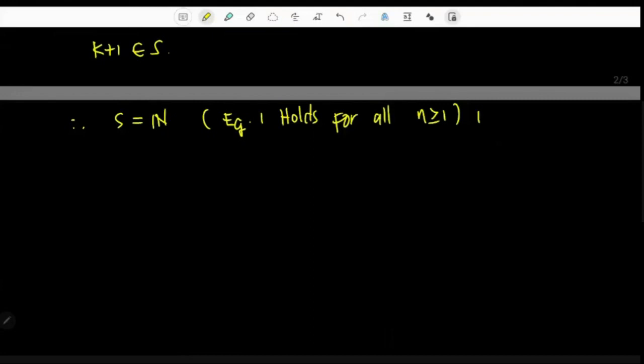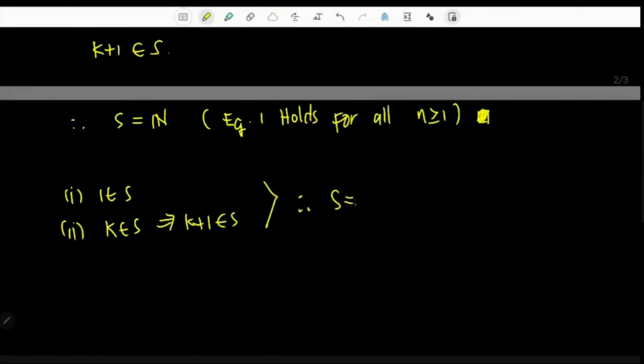And we are done. Recap, we showed two things. First, number one, the element 1 is in S. And number two, we assume that k is in S, we show that k plus 1 is in S. So once we've shown these two, we can therefore conclude that S is the same as the set of natural numbers.